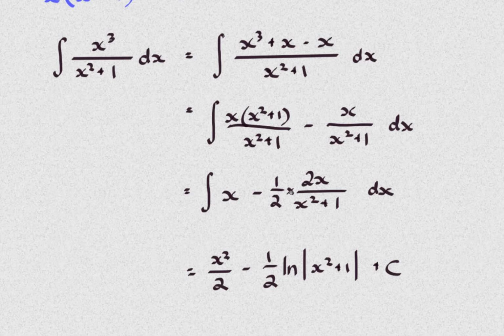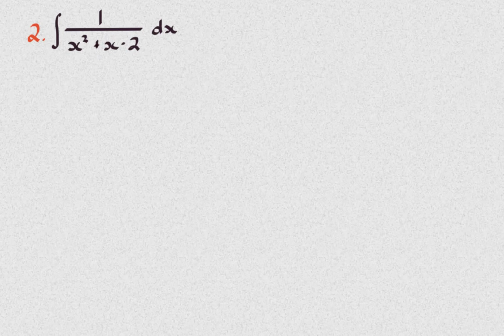Let's now focus on some examples that involve proper rational functions, and let's break these down into simpler fractions, and this is what partial fractions is all about. So example 2, 1 over x squared plus x minus 2.